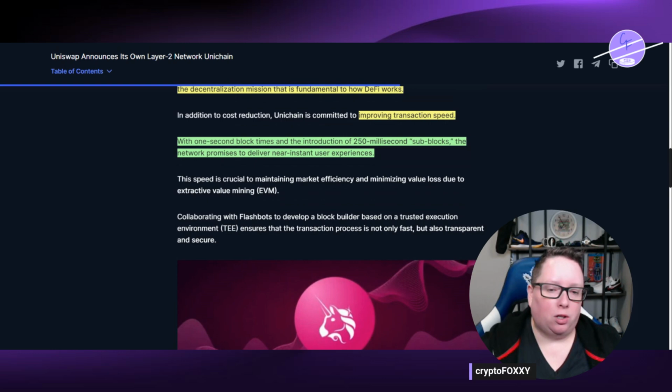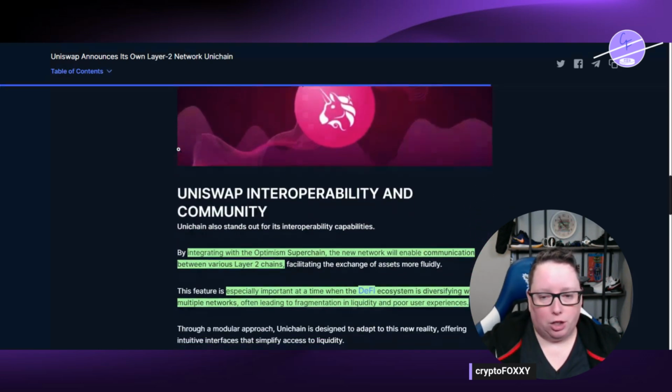With 1 second block times and the introduction of 250 millisecond sub-blocks, the network promises to deliver near-instant user experiences. That's another issue. Any of you guys who transact on Ethereum know it's probably about 20, 25 minutes before your transaction actually gets settled. So that could be an issue as well.